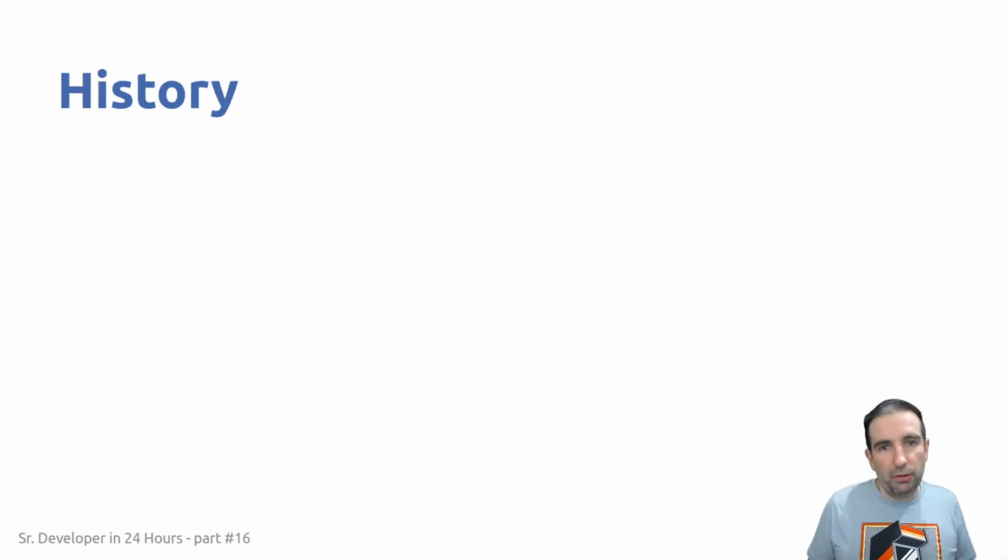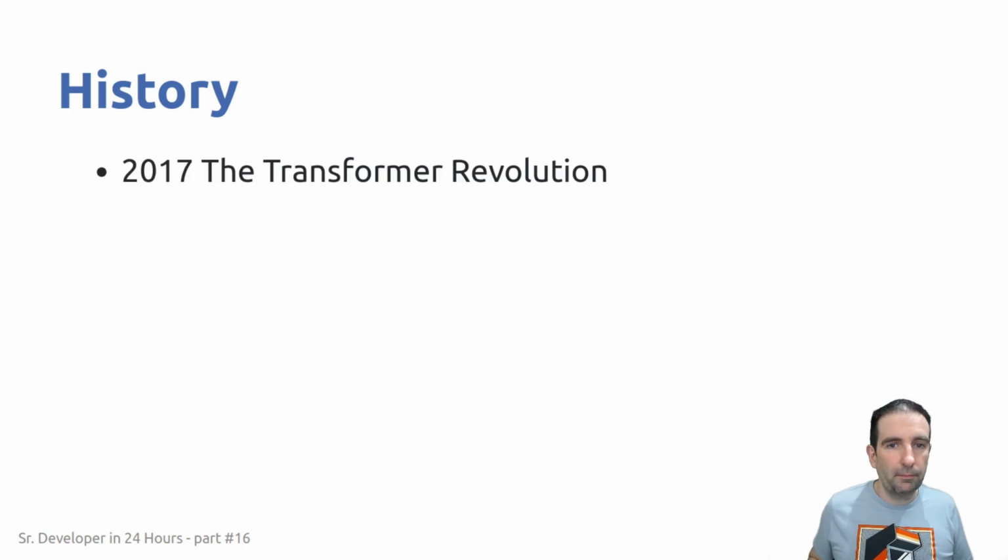Let's talk briefly about the history of the developments that made GenAI possible. One of the first milestones was the Transformer Revolution. This happened in 2017, where a research paper called Attention is All You Need introduced the new transformer architecture, which made the development of future models possible. Basically, transformers allow models to handle long-range dependencies in language far more effectively than previous approaches.